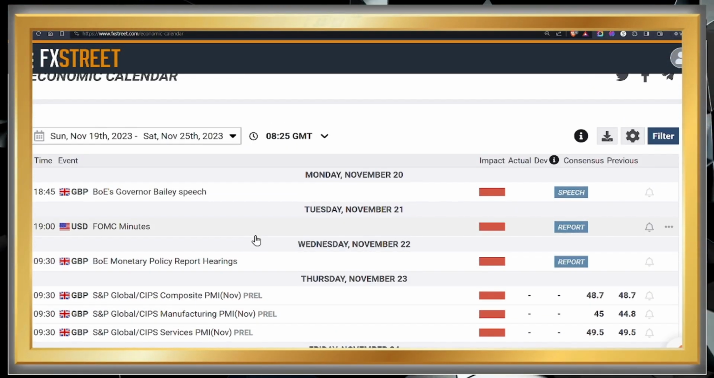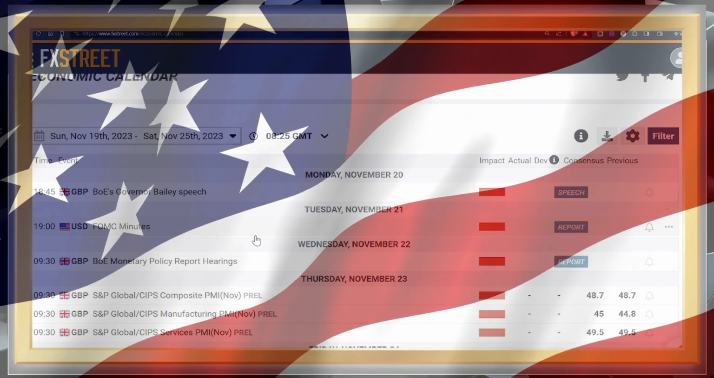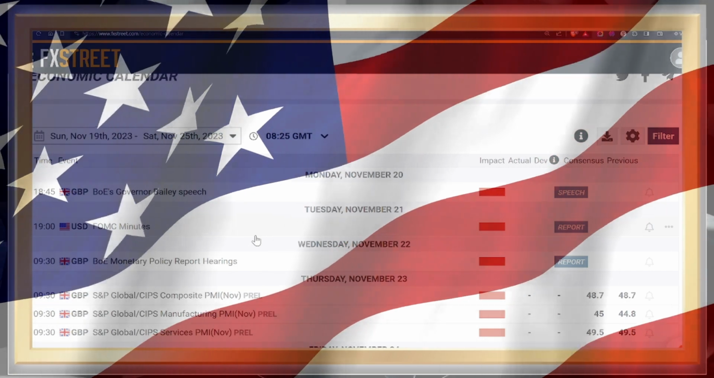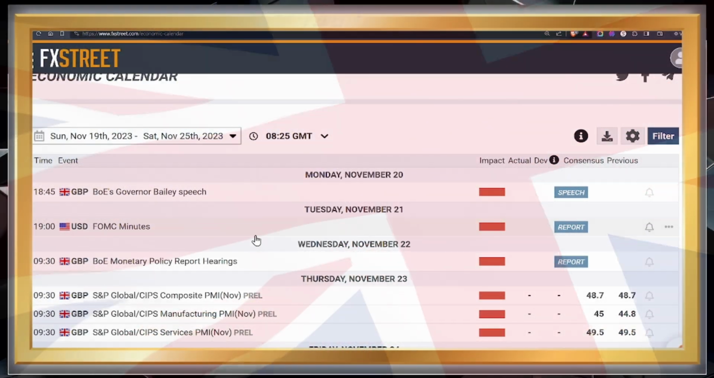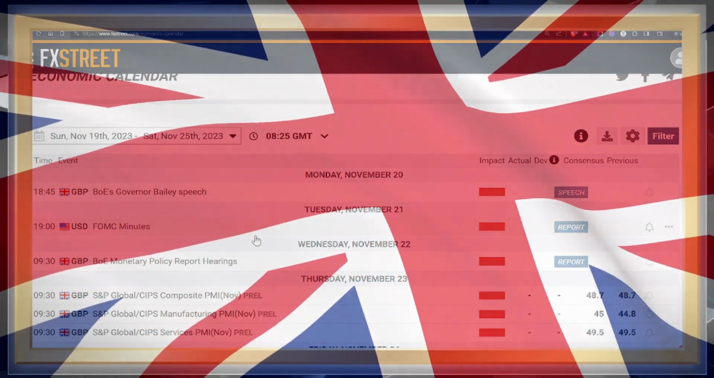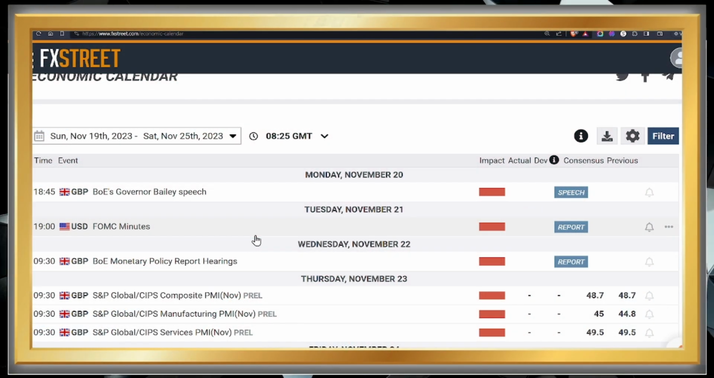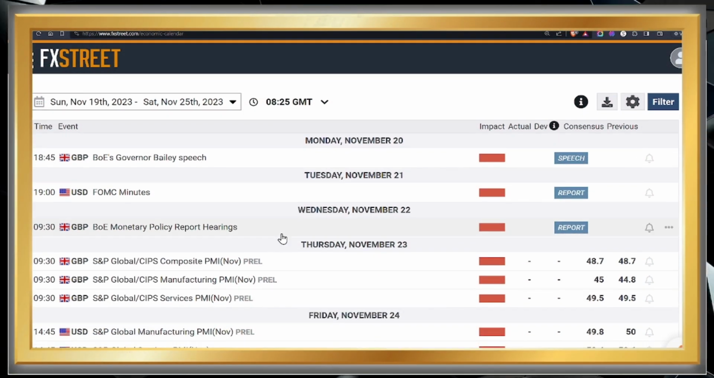So, based on the assets we are looking at the moment, we will be focusing on high impact events from both the United States and the United Kingdom economic dockets. Now, for this week, we have a handful of impactful events from these economies.